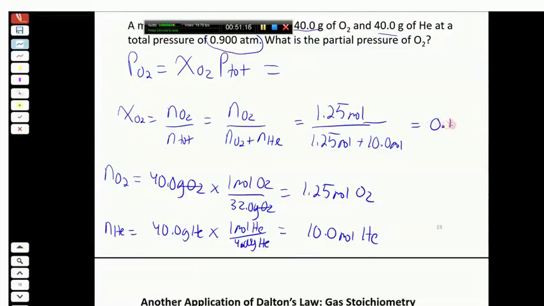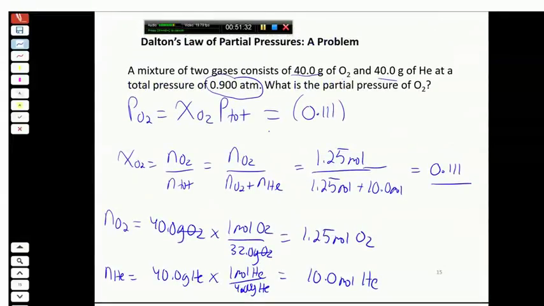So that comes out to 0.111. So the mole fraction of O2 in this is 0.111, or alternatively you can interpret that as 11% of the mixture is O2 in terms of moles. And so then we just multiply that mole fraction, 0.111, times the total pressure, which is 0.9 atmospheres, to get 0.09999 atmospheres. So only a relatively small fraction of that total pressure comes from O2.